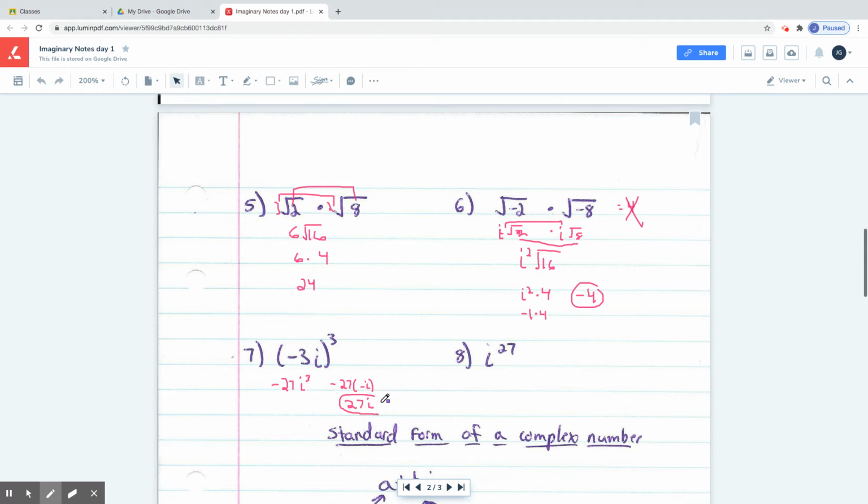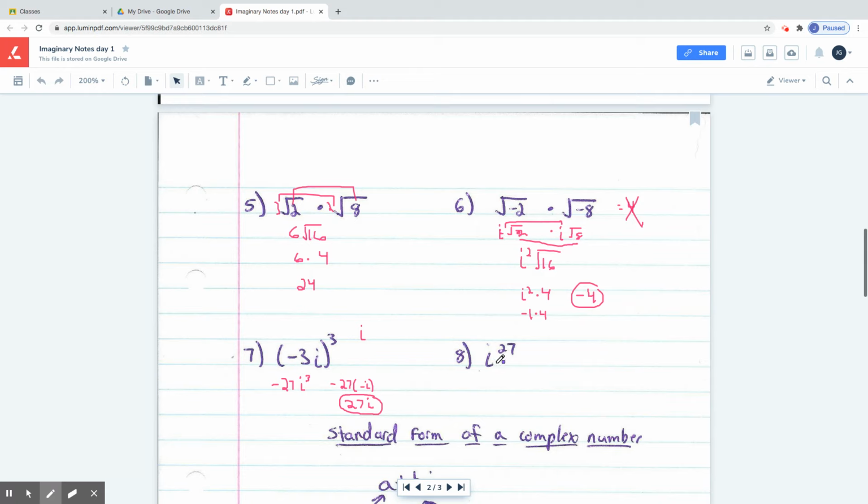Your final answer with imaginary should only have an i in it. There should not be an i squared, an i cubed, an i fourth, i the fifth, i the sixth, i the seventh. You have to convert it back to i, or if it's like i squared or i the fourth, the i will disappear.